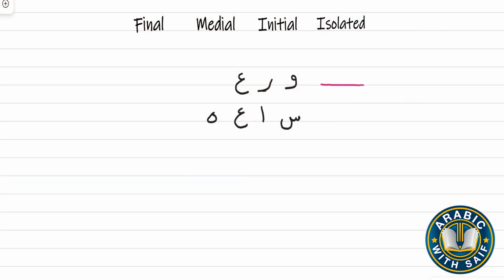Wow, ra, ayn. Let's connect these three letters to form a word. Sin, alif, ayn, ha. Let's connect these four letters to form one more word.